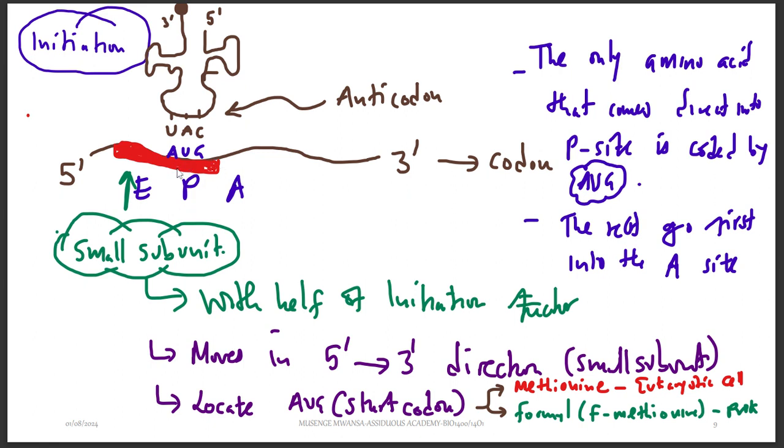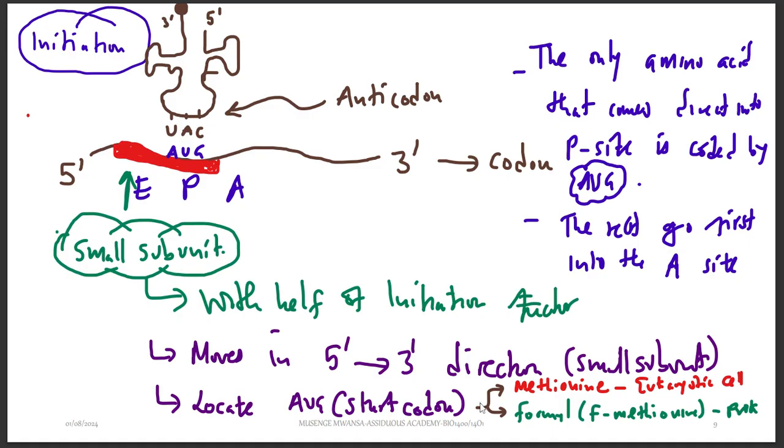The P site is known as the peptidyl site. This is where the bonds will be formed. And then the A site is the amino acid site. This is where the tRNA with the amino acid will be coming. But the only tRNA that will come directly into the P site is the one carrying methionine.